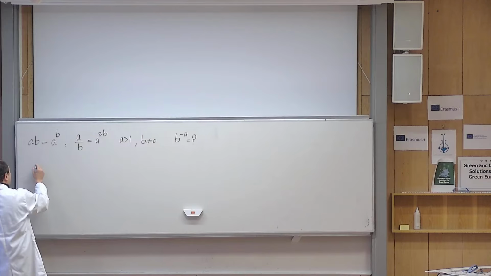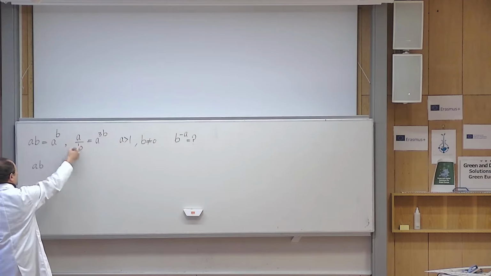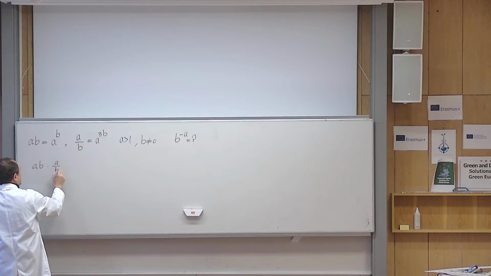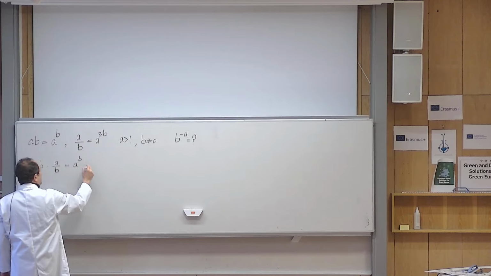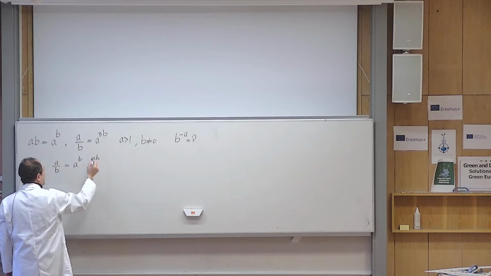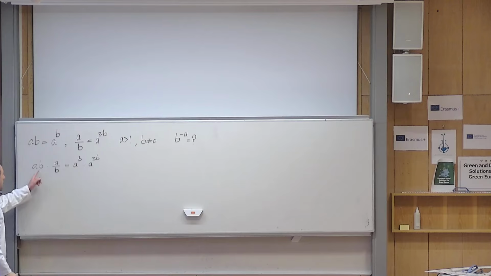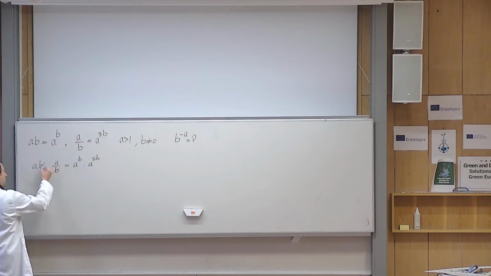So I will take AB from this one and multiply it by A over B, and then equal A to the B multiplied by A to the 3B. What was the motivation of doing this? Because I immediately realized that when I multiply AB by A over B, at least B is eliminated from the left-hand side. Okay, so this B here and that B there are cancelled, then A will be multiplied by A, it gives me A squared.